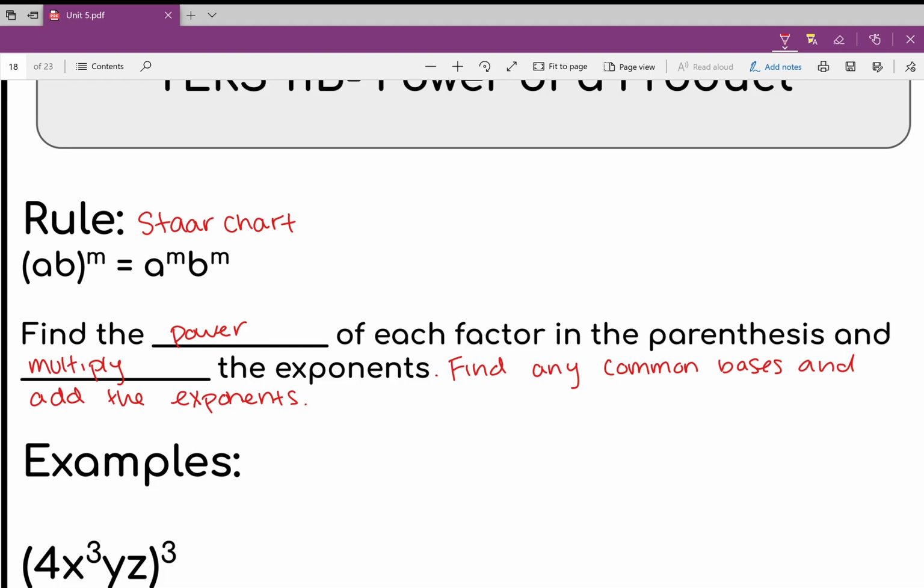It's combining the rule that says if we have a power to a power, we multiply. And it's also combining the rule that says if we have any bases in common, like 2x's, 2y's, since we're multiplying, we're going to add the exponents. So let's look at example 1.